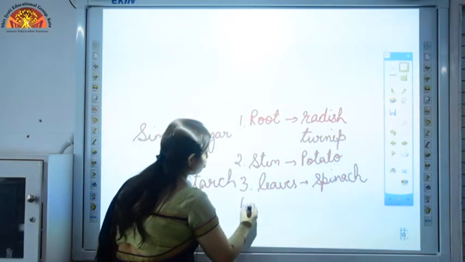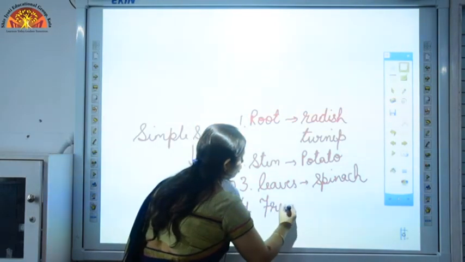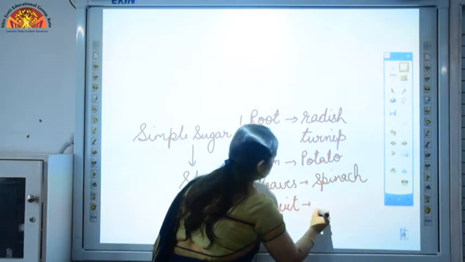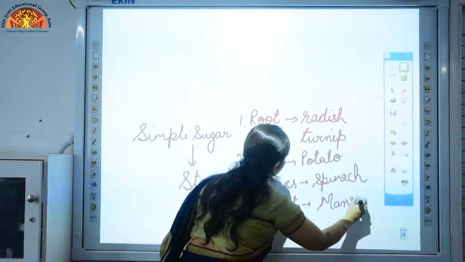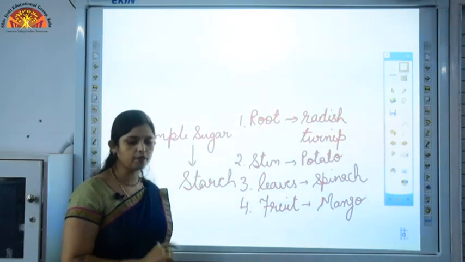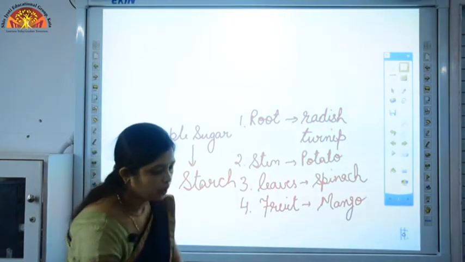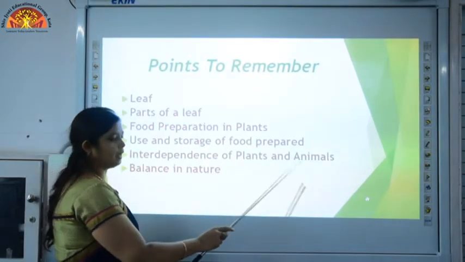They can also store this extra food in fruits which we eat, like mango, orange, etc. So in different parts of the plant, this extra food gets stored in the form of starch. Now we come to the next topic, that is interdependence of plants and animals.